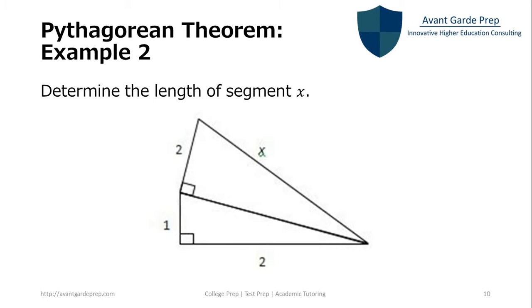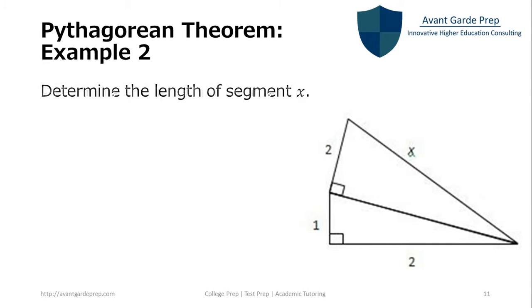Example 2 states, determine the length of segment X. So here we have two right triangles stacked on top of each other. And this is another place where we're going to have to use the Pythagorean Theorem twice. And so we'll find this hypotenuse, and then we'll use that to find this second hypotenuse. So let's go ahead and set up the Pythagorean Theorem.